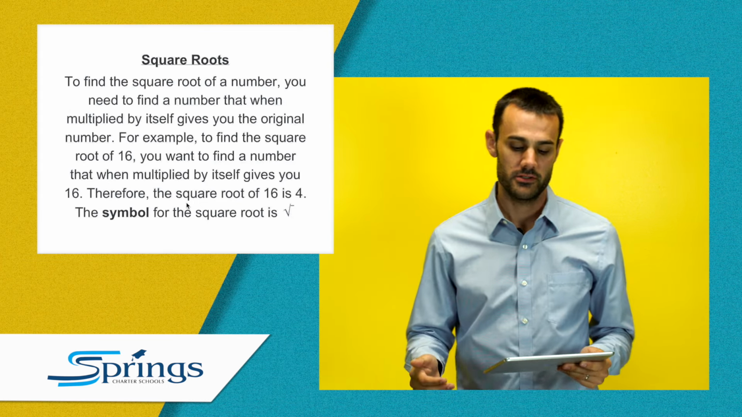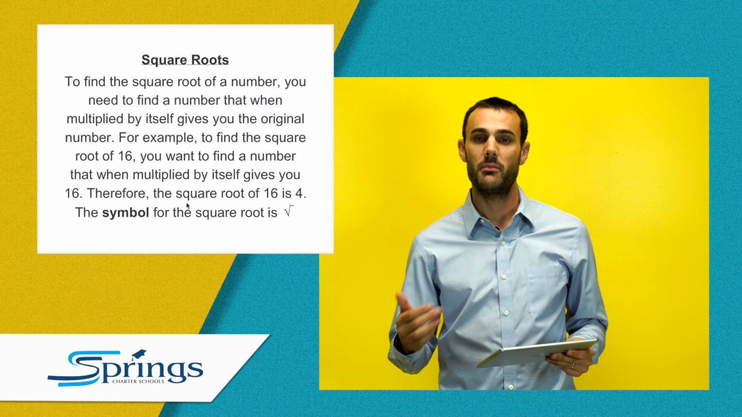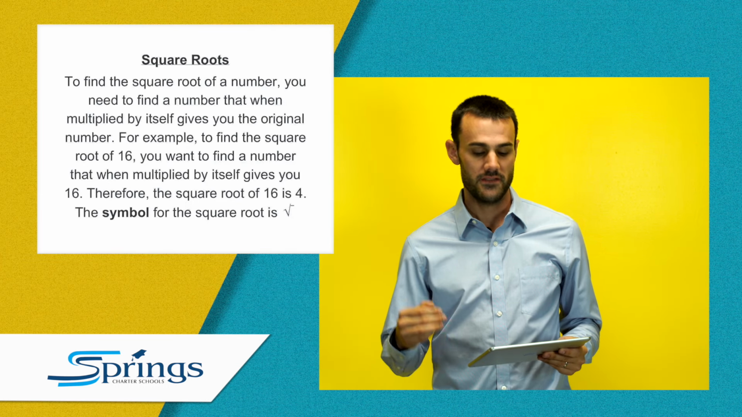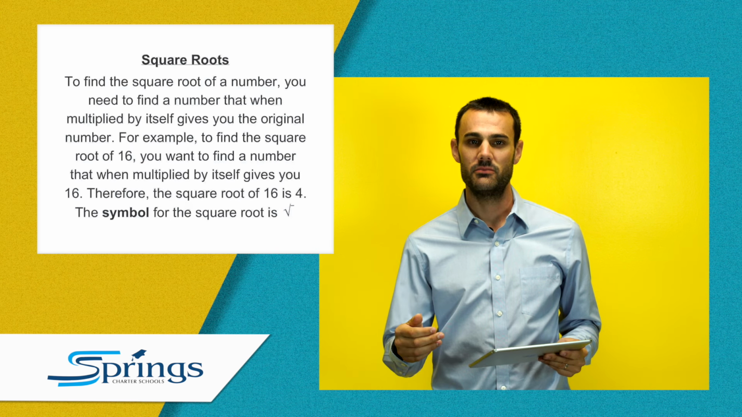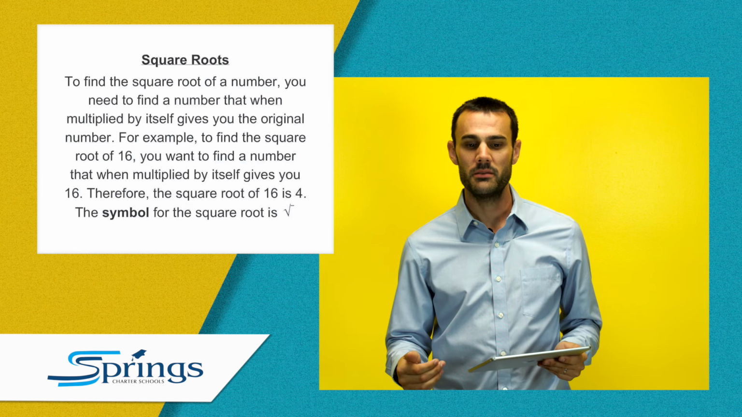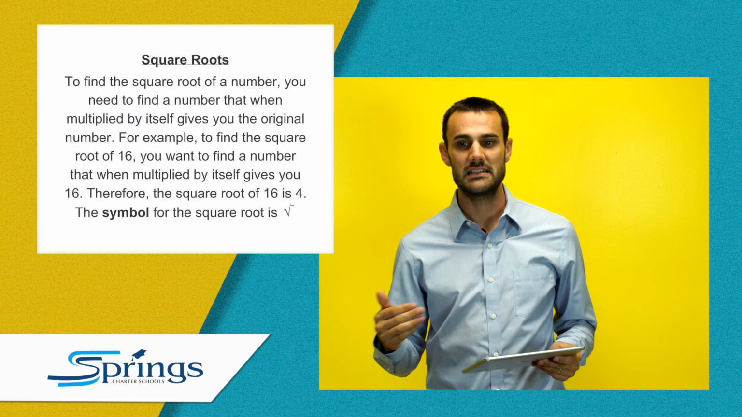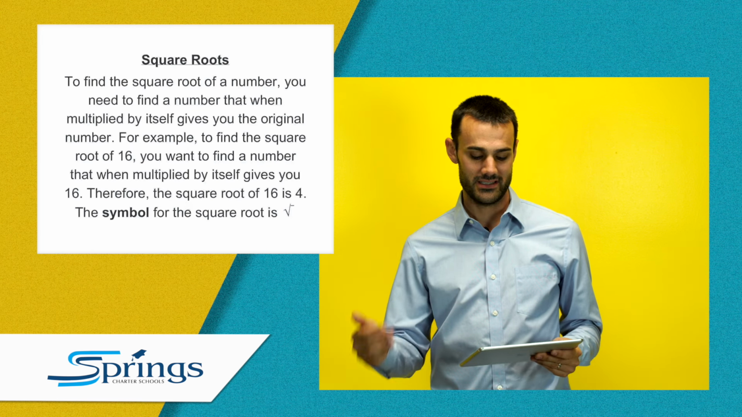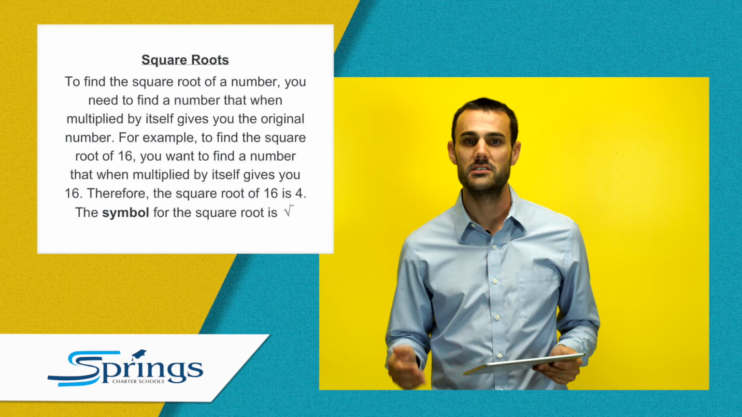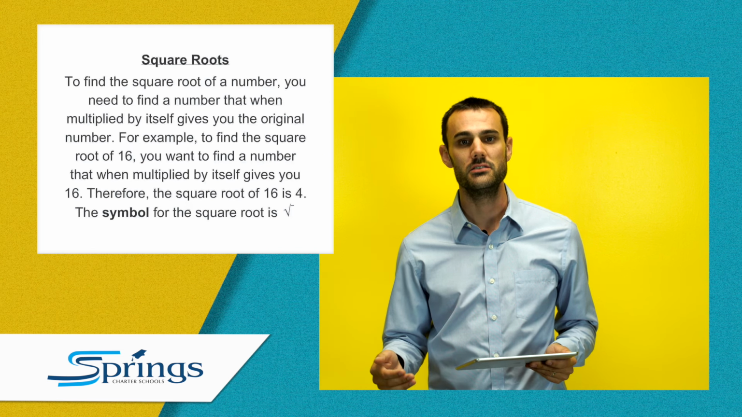First, we need to talk about the topic of square roots and how you find a square root. So to find a square root of a number, you need to find a number that, when multiplied by itself, gives you the original number. In this example, we find the square root of 16. We ask ourselves, what number multiplies by itself to make 16? In this case, we have 4 times 4, which equals 16. So therefore, we can say that the square root of the number 16 is equal to 4.